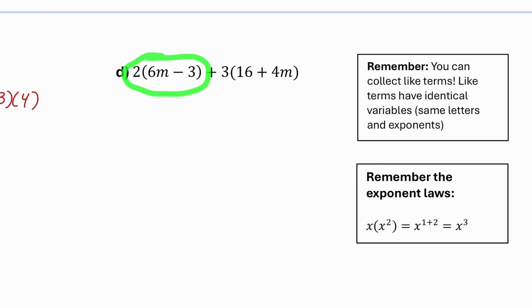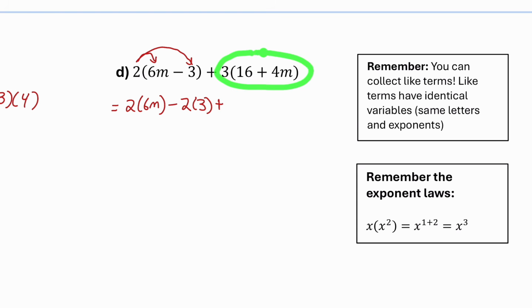Focusing on the first product, this 2 has to be multiplied by both terms inside that binomial. The 2 has to be multiplied by the 6m, keep the minus operation, and then the 2 has to be multiplied by 3. Plus, now looking at this product, this 3 has to be multiplied by both terms in the binomial. The 3 has to be multiplied by 16, plus the 3 has to be multiplied by 4m.